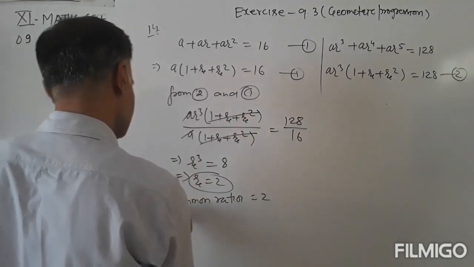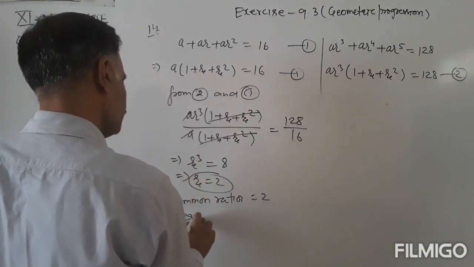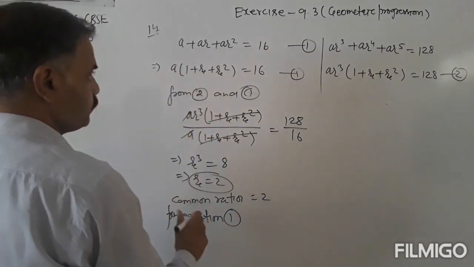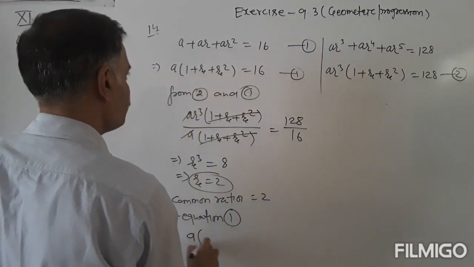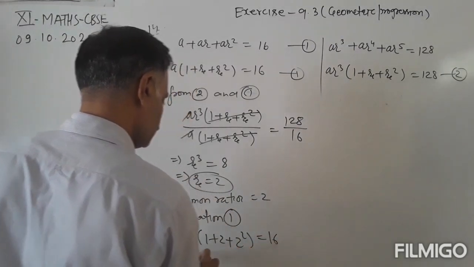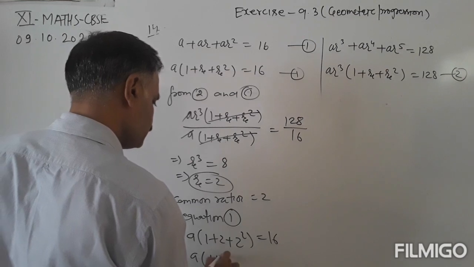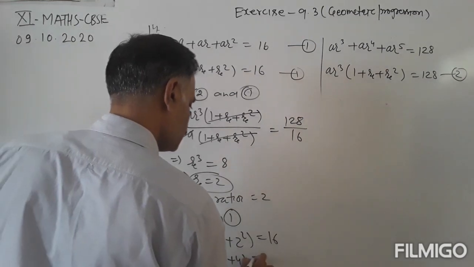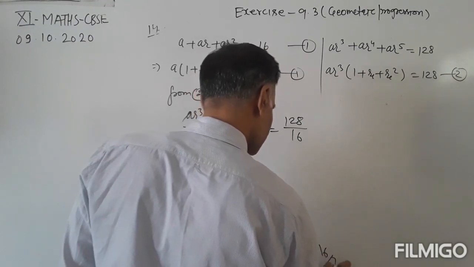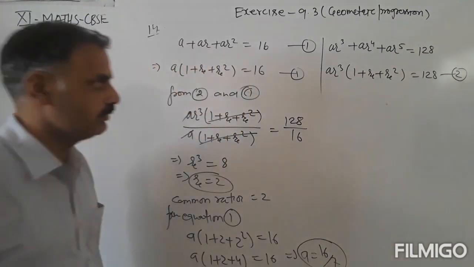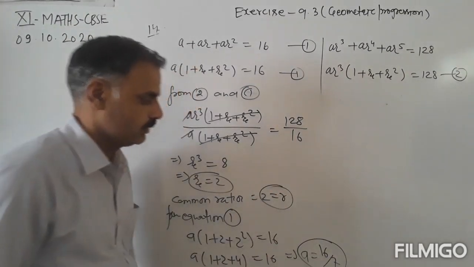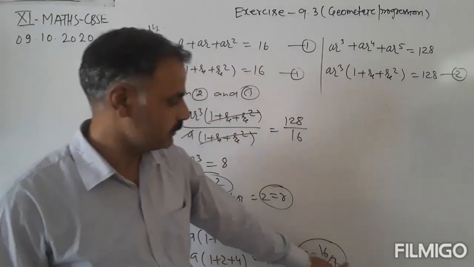Now from equation first, putting r equal to 2, we will have a into 1 plus 2 plus 2 square is equal to 16. So a into 1 plus 2 plus 4 is equal to 16. That is a is equal to 16 upon 7. So first term a is equal to 16 upon 7 and common ratio r is equal to 2.